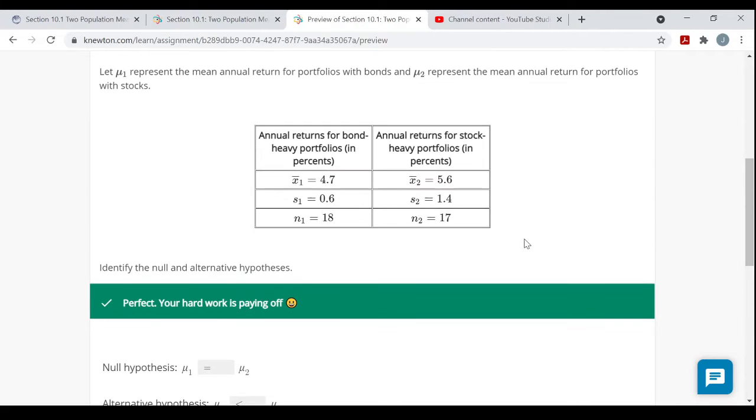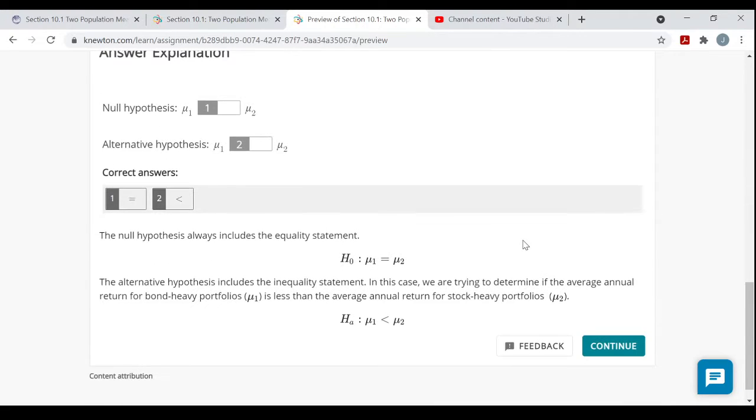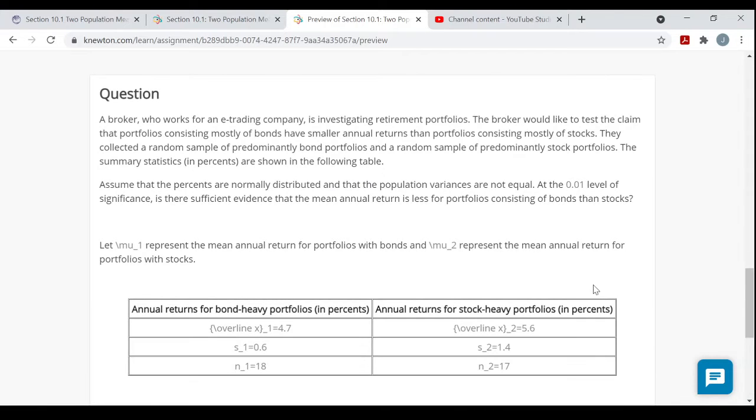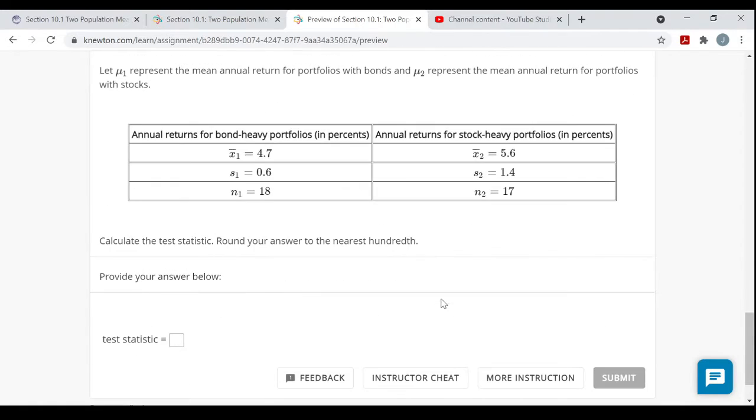Right. Then the next step after this is going to continue on for sure. Alright, so it's the same question, same sample information given here. Now we're asked to calculate the test statistic, the t-score for our sample mean, the difference in our sample means, x1 bar minus x2 bar, and round your answer to the nearest hundredth.